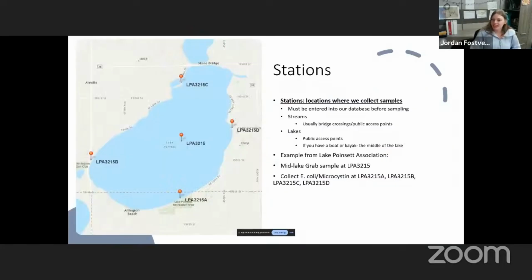So more on the stations. Stations, again, are locations where you collect samples. This picture is a selection of the Lake Quonset Association sampling sites. So they have a mid-lake sample where they collect a grab sample for nutrients, chlorophyll, and the Secchi disk depth. And then they have 4 stations around the lake at public access points where they collect an E. coli and a microcystin. And that's usually a letter code of something to identify you as a group, so LPA, the Lake Quonset Association, and then a 4-digit code of your lake, or something that identifies where you sample.